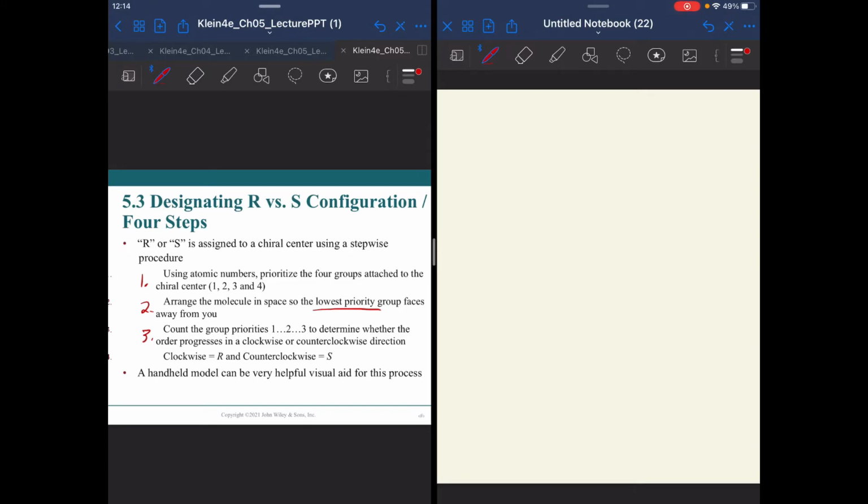You need to prioritize your 4 groups. So you're going to have a carbon with 4 groups attached, 1 to the front, 1 to the back, 2 in the plane. You're going to prioritize using atomic numbers. And you are going to arrange it so that the 4th priority is always in the back. That's how these rules work. And then you're going to assign priority.